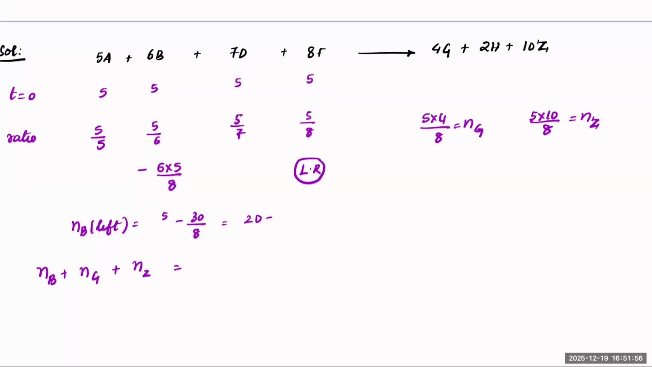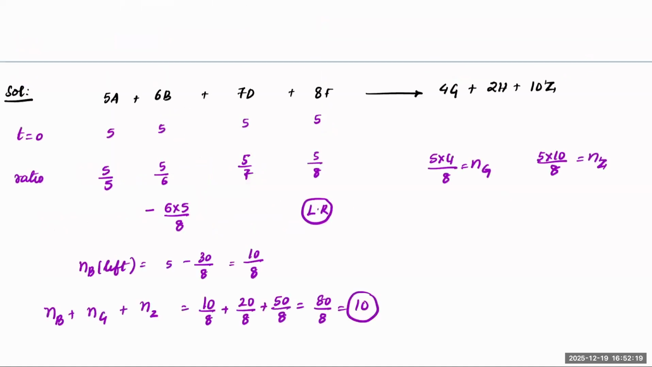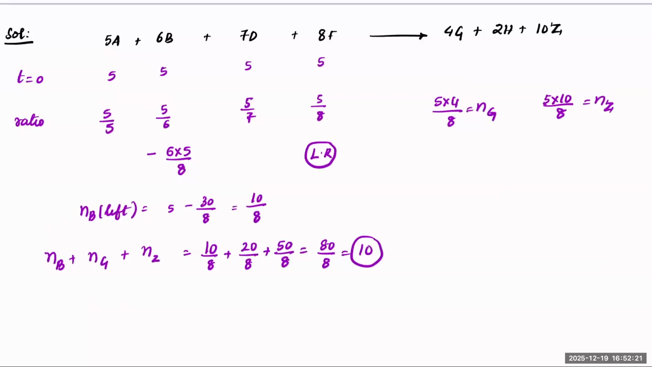So 5 moles I took. So how much we have here, beta? So 10 by 8 we have, correct? So 10 by 8 moles plus 20 by 8 moles plus 50 by 8 moles. This is what I'm talking about. Clear? So how much we have? 80 by 8. So total 10 moles. All good? This is a very easy one, but very tricky one as well.